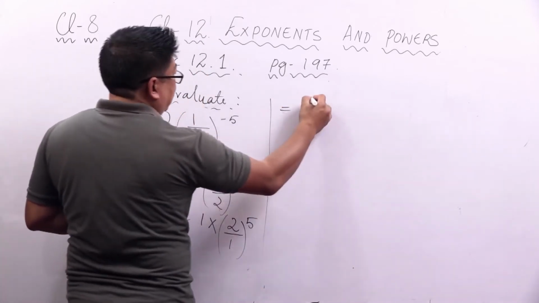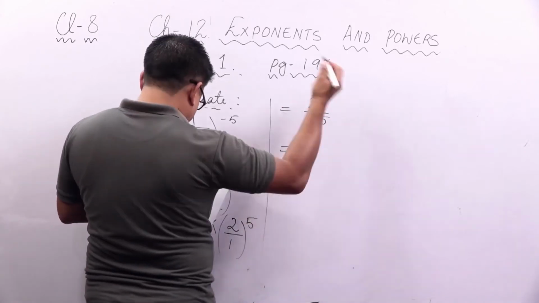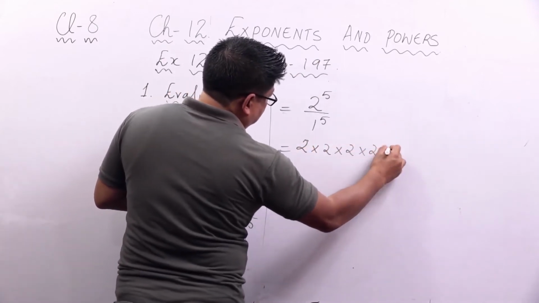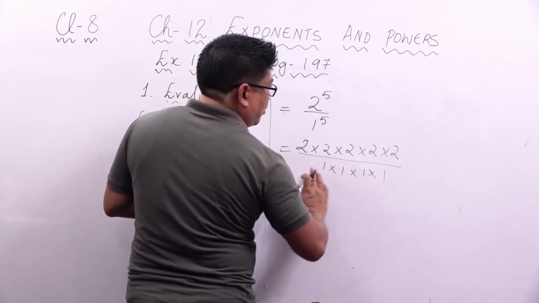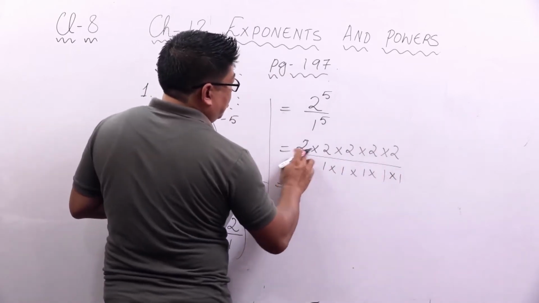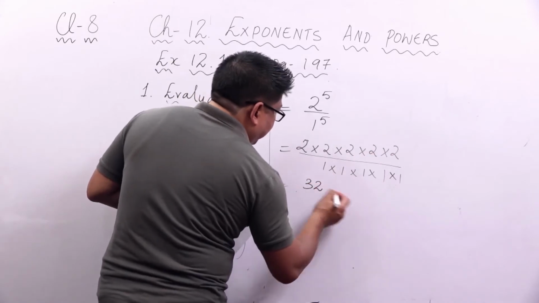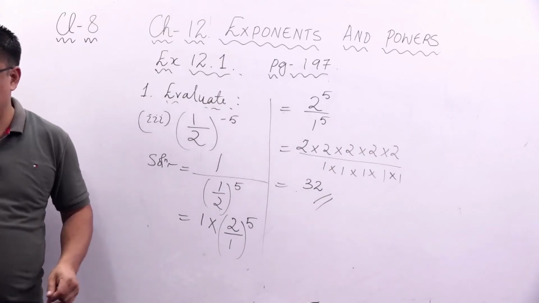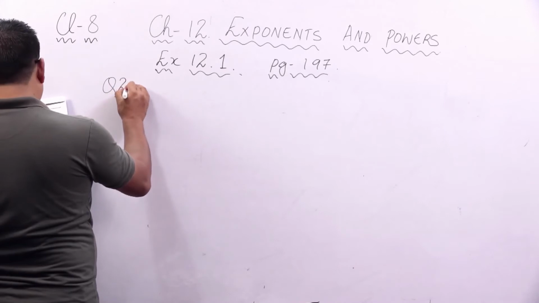So 1 into this is simply 2 to the power 5 by 1 to the power 5. So 2 to the power 5, 2 into 2 into 2 into 2 into 2, by 1 into 1 into 1 into 1. You don't even have to write this. Just for your reference, 1 is being multiplied many times. 2 into 2, 4, 4 to 8, 8 to 16, 16 to 32. So divide by 1, you don't need to write. So this is your final answer, 32. All right? So in your next question, we have question number 2.